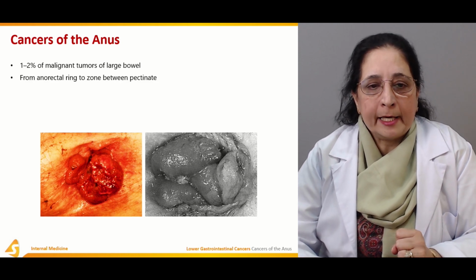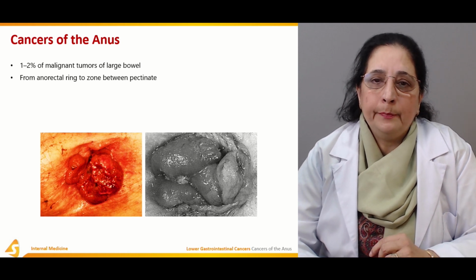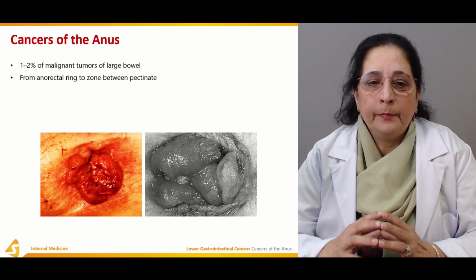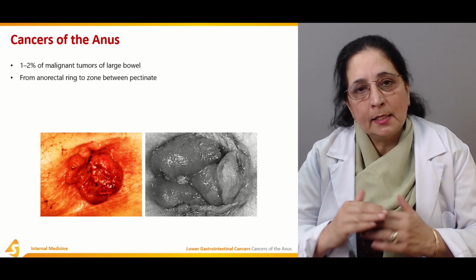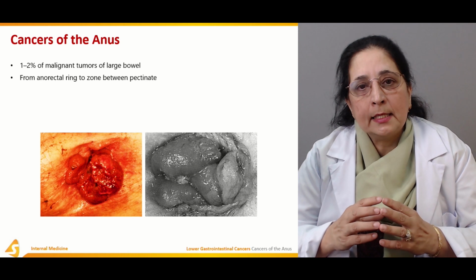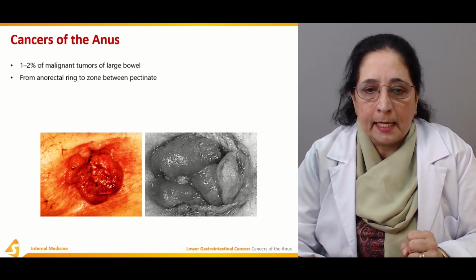From anorectal ring to zone between the pectinate line. So this extends from the anorectal ring. Anorectal ring is the ring where there is junction of the anus and the rectum, and then up to the pectinate line.